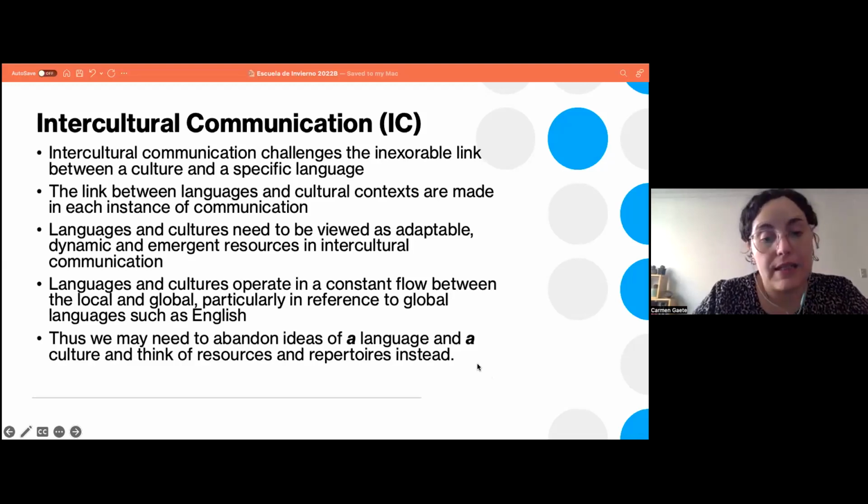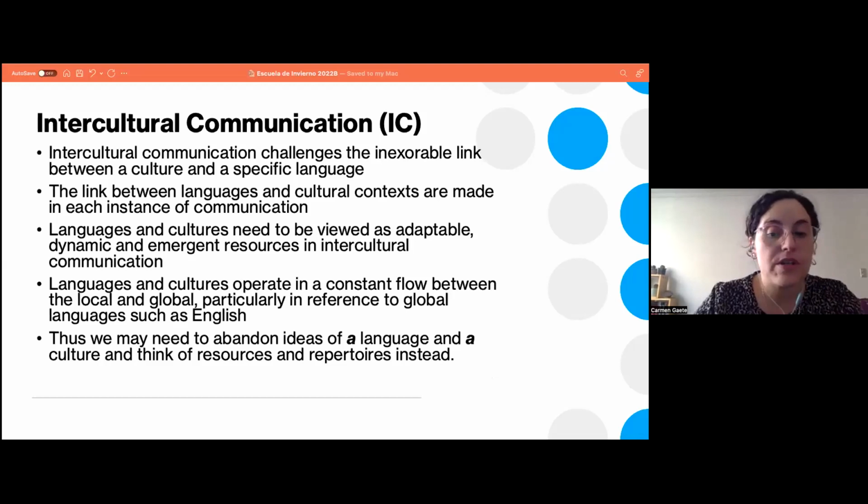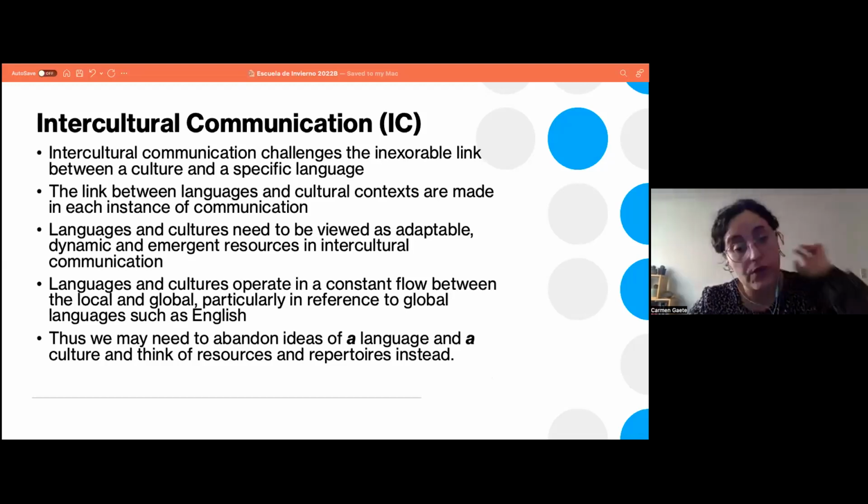So we may need to abandon the ideas of a language, a culture, a one-to-one correspondence, and think of resources and repertoires instead. This is, again, relevant for people who speak more than one language, but still, people who speak only one or two languages can also relate to this point.